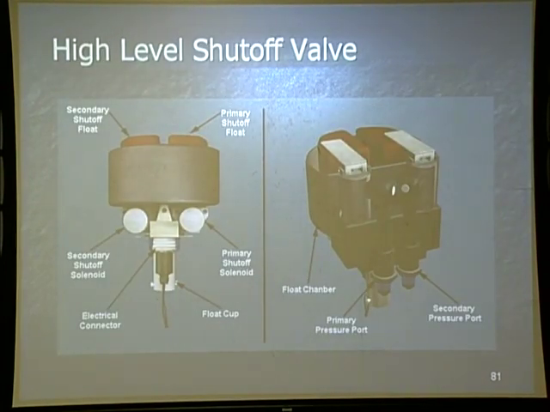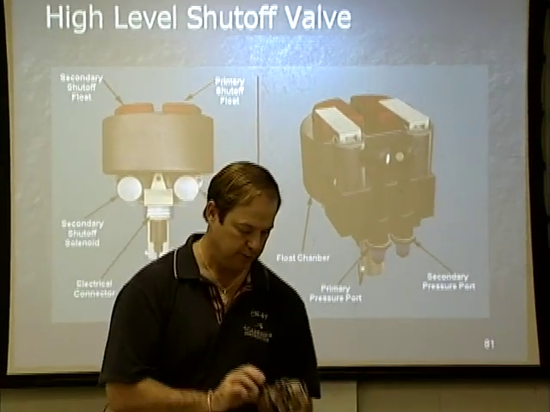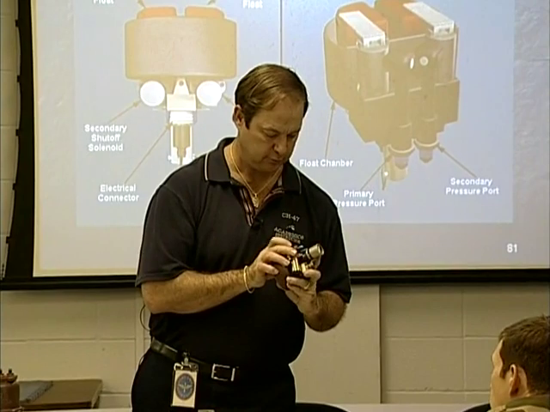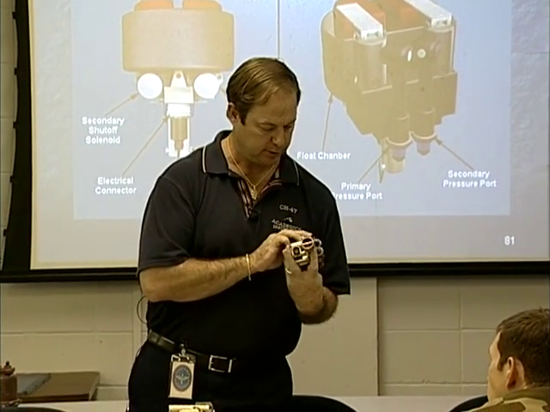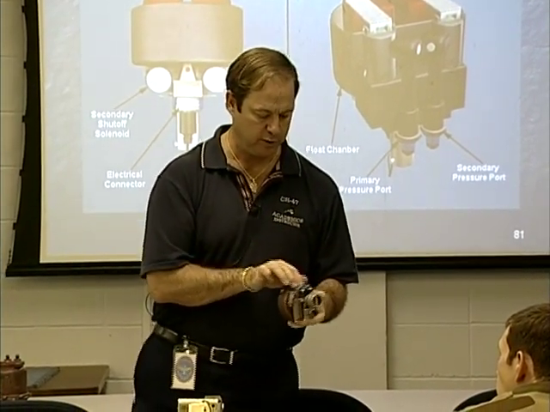Now, how many of these did we have? 6. Why 6? Each tank has one, okay? Now, as we look at these high-level floats, what happens is we have a line connected to them for the primary and secondary off. Here we go. There's your primary, and they're marked. You can read. Okay? You got one that's marked primary and one that's marked secondary.